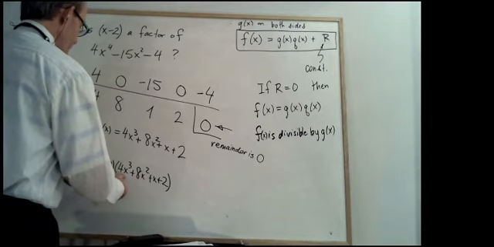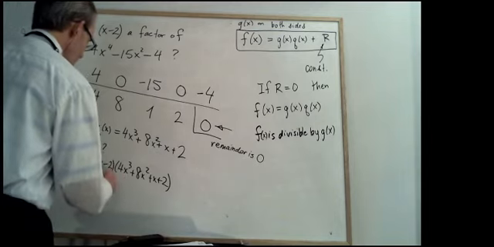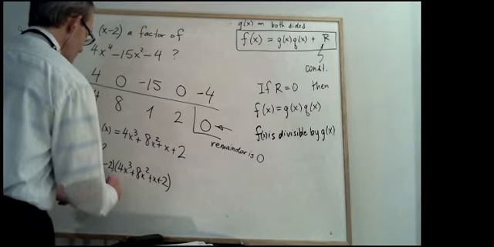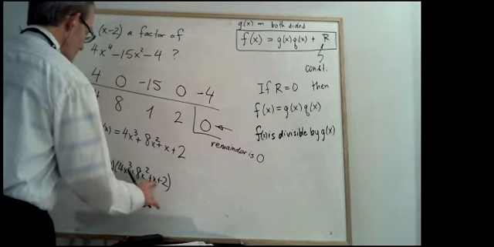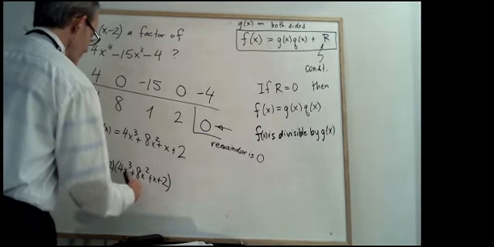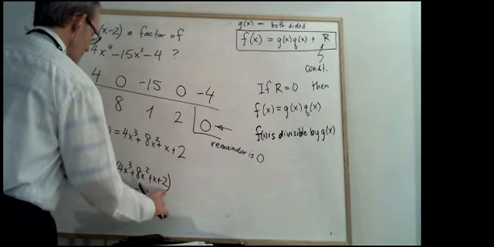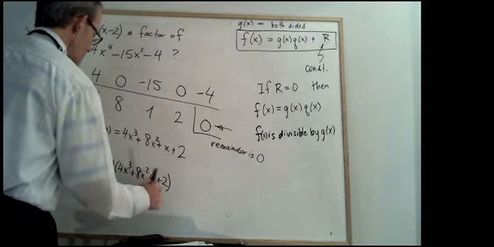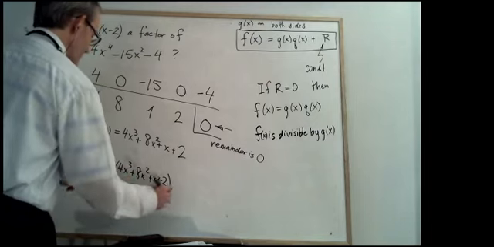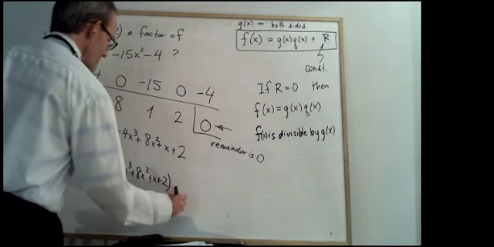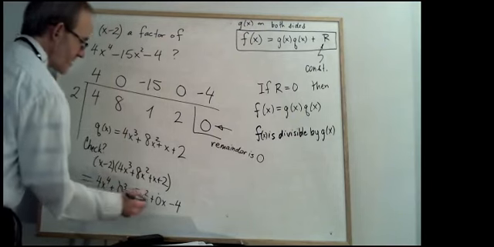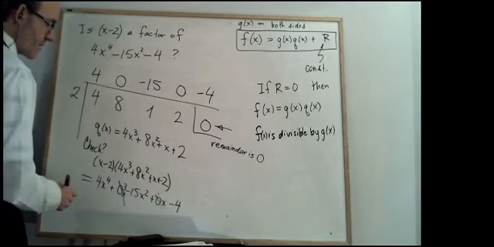X times 4x cubed is 4x to the 4th, plus 8x cubed minus 8x cubed is 0. So that cancels. X squared minus 16x squared is minus 15x squared. Plus 2x minus 2x is 0 again. I'm going to write it out explicitly there. And then finally minus 2 times plus 2 is minus 4. So these will go away, and I do get the original expression, so because I don't usually write those. Okay.